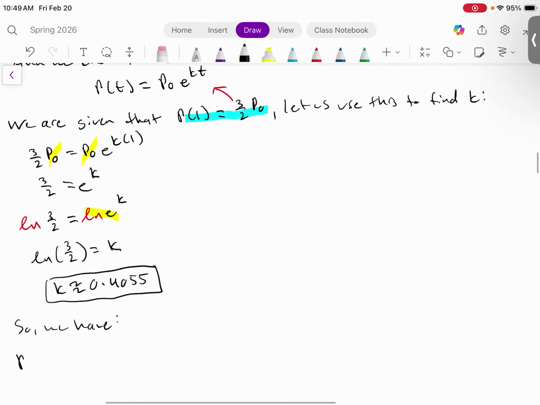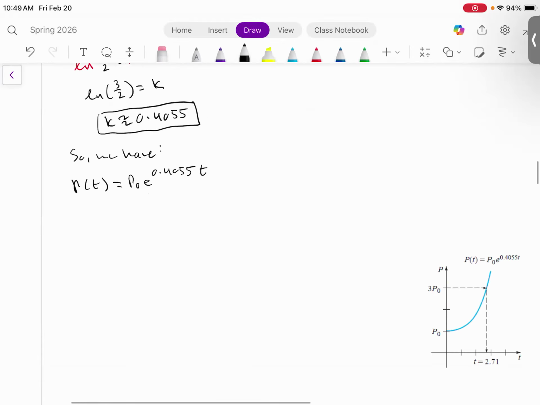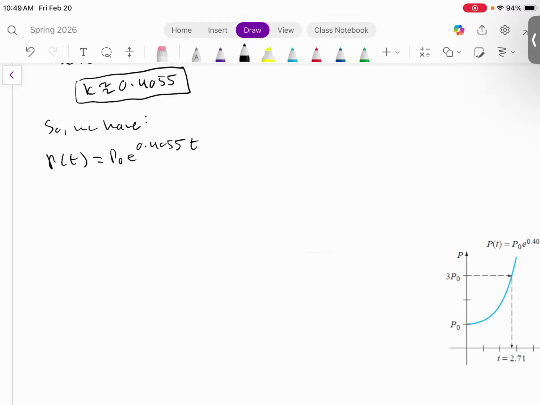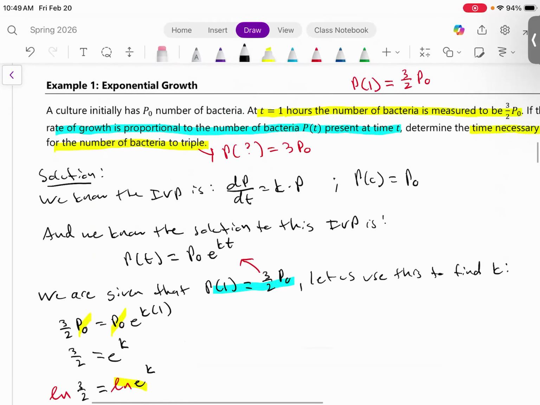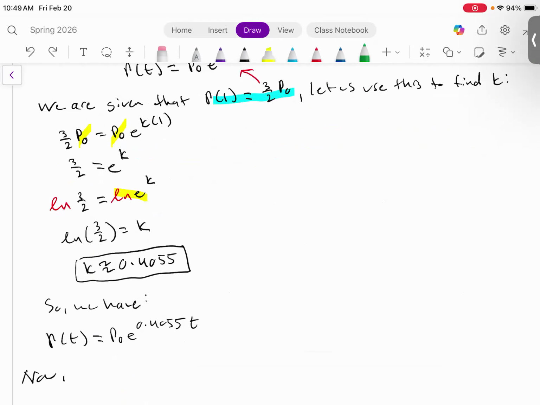So we have that our solution P of t equals P naught e to the 0.4055 t. We still don't know what our initial population is, but we really don't need it for this setup. I'm just going to take this k, plug it into our solution, and that is our setup for our solution. So what we can do now is use this solution that we found to figure out the initial question. At what time am I tripling my population? Okay, so let's figure that out.